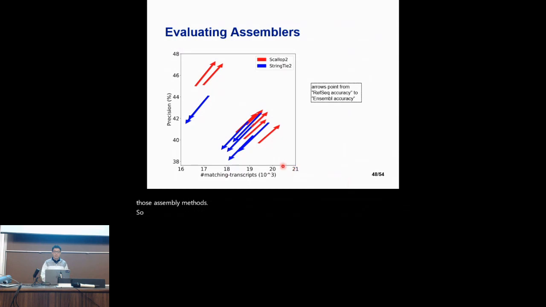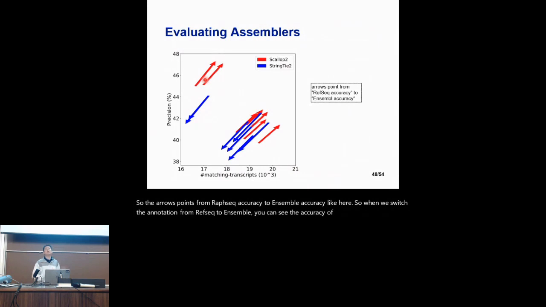So here's another observation. We compare the differences of the accuracy when we switch annotation. The arrows point from RefSeq accuracy to Ensembl accuracy. Like here, when we switch the annotation from RefSeq to Ensembl, you can see the accuracy of Scallop2 increases in terms of both precision and recall. But you observe the opposite trend for StringTie2, right? When we switch from RefSeq to Ensembl, both precision and recall drop. So clearly, Scallop2 likes Ensembl and StringTie2 likes RefSeq.